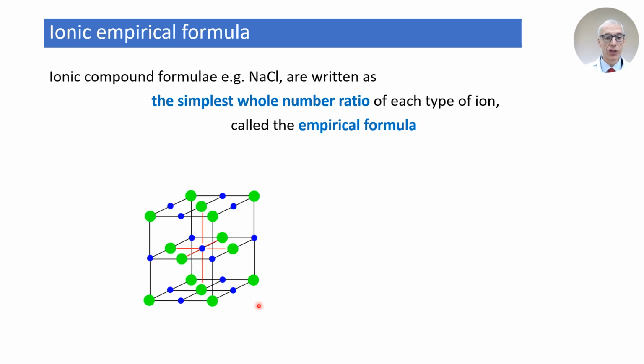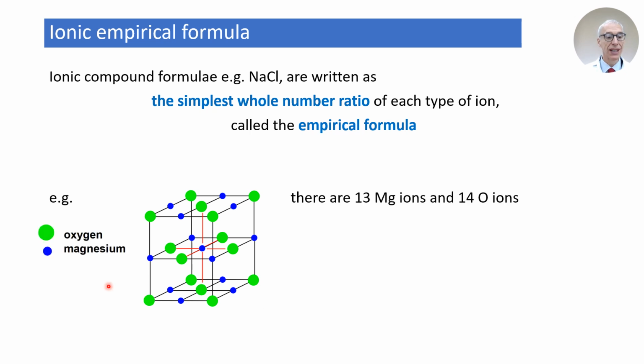Let's look at a structure here, which is magnesium oxide. We've got magnesium and oxygen. If we count up the oxygens, we'll see that we have 14 oxygen ions. And if we count up the magnesiums, we'll see that we've got 13 magnesium ions.